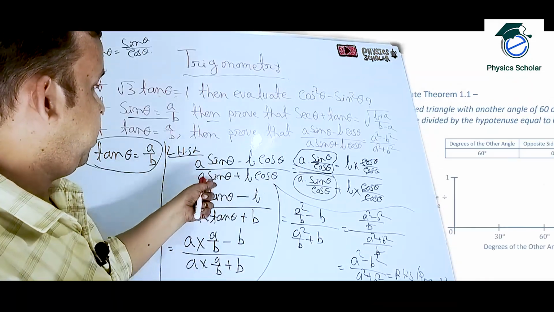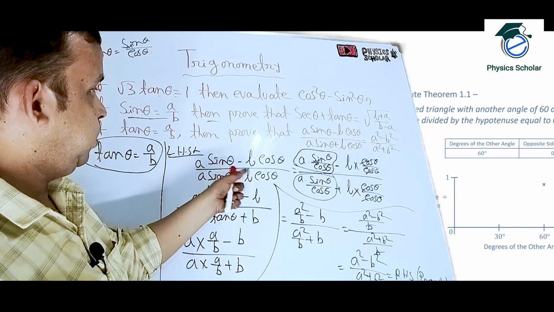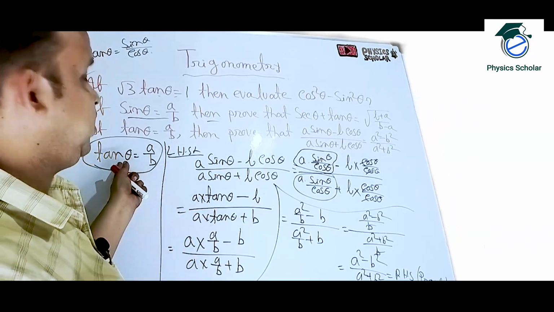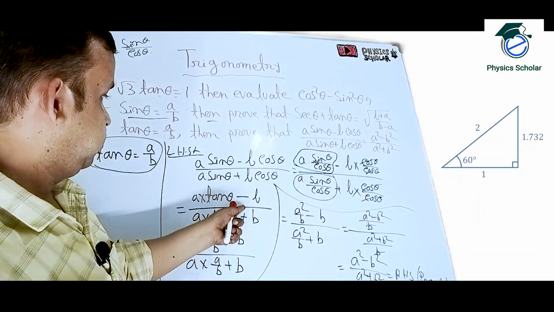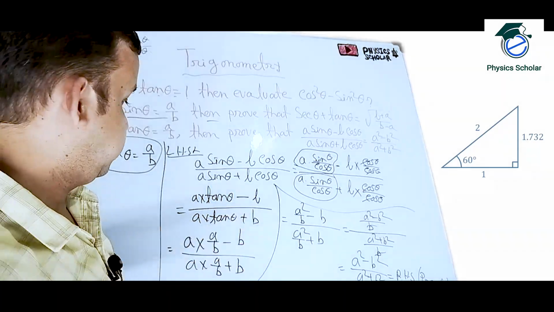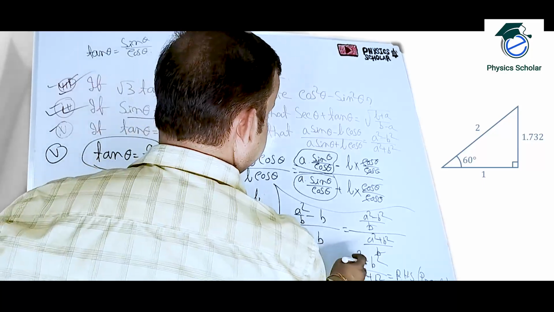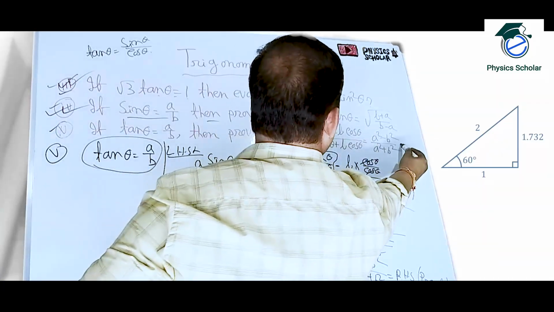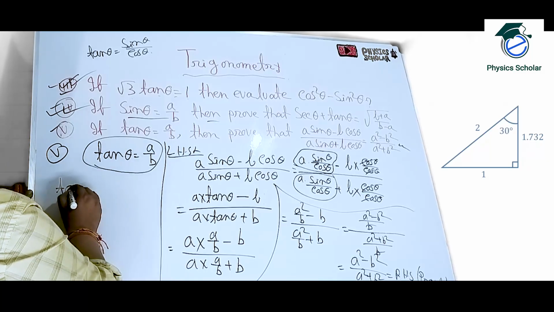I can divide the terms by cos theta. Clear? So sin by cos I am writing tan, because tan is given, that is my objective. So I am just putting the value of tan theta and finding what we have to prove here. This sum you can also do like this.